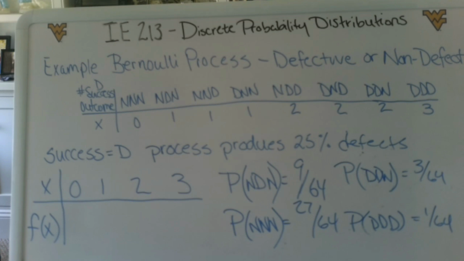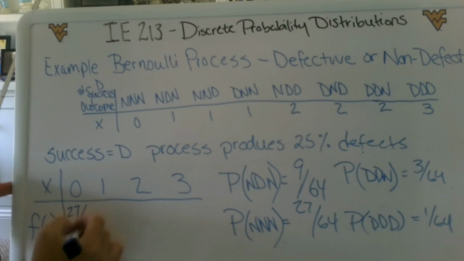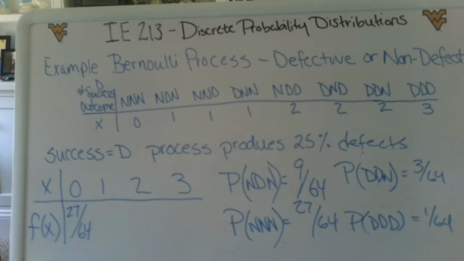Okay, now to build our probability distribution, we need to multiply our x by our number of ways by our probability of success, and that will give us our f of x. So let's take a look at this. For 0 successes, so for 3 n's, there's 1 way, and that probability of 3 n's is 27/64. So 1 times 27/64 would be 27/64. Okay, how many ways can we get one defect?